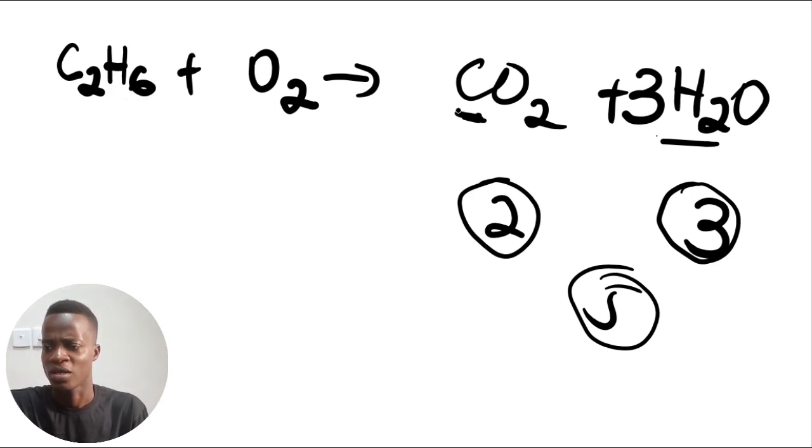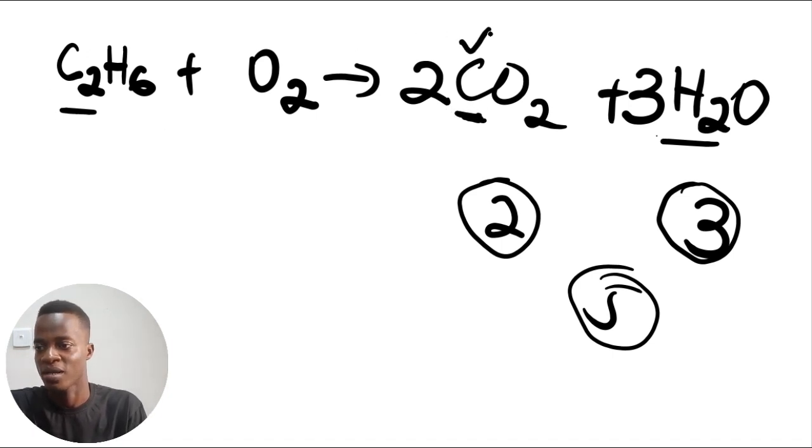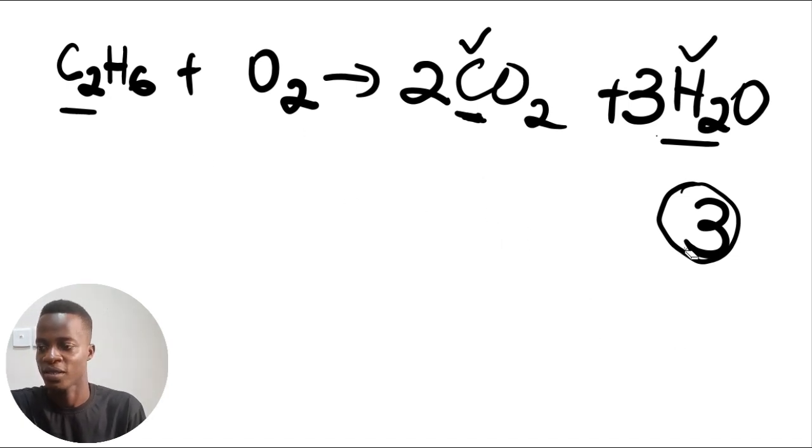So carbon is 1 and this carbon is 2. It's not balanced. So how do I make sure that this guy is also balanced? I need to multiply this by 2. So I now have how many carbon? 2 here and 2 here. So carbon is also balanced. So carbon is balanced, hydrogen is balanced. It's left with oxygen. Let's restart for the oxygen again.